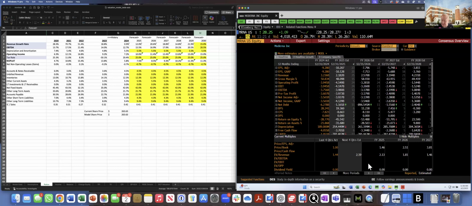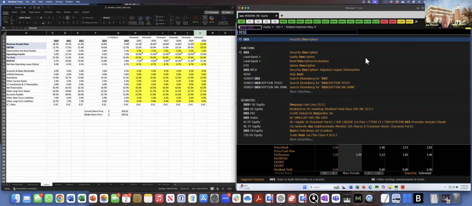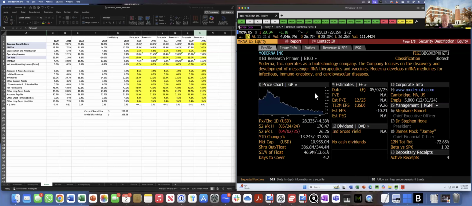And even into 2029, they don't make money in the next 5 years. They lose money every single year. Yet Moderna still has a positive share price and a market cap that says they're worth $11 billion. So how are you worth $11 billion if you don't make any money? Well, I'm telling you, it's all about the future.